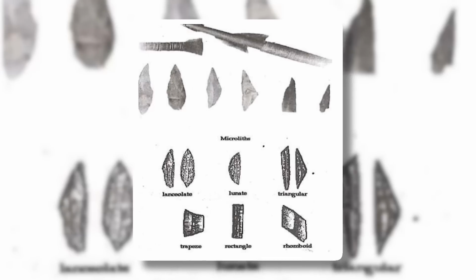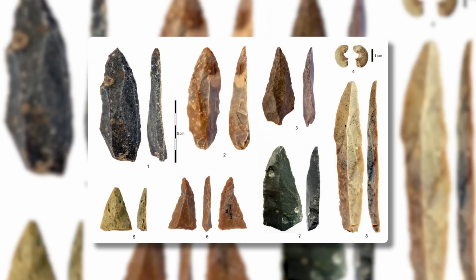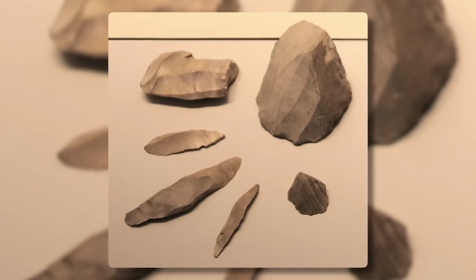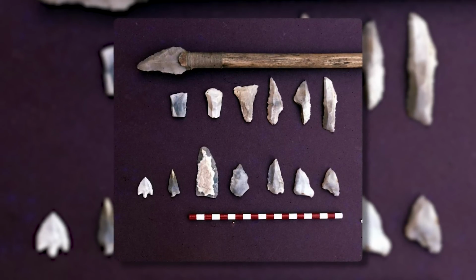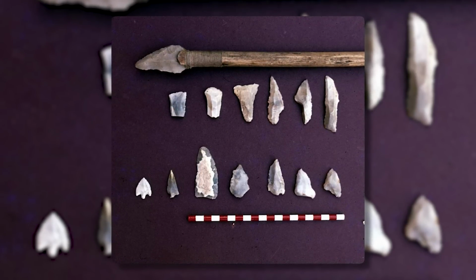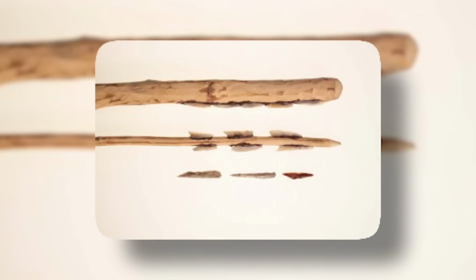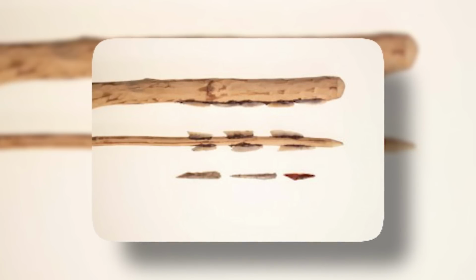When it comes to tech, they were upgrading. Say goodbye to those big clunky tools from the Paleolithic. In the Mesolithic, they were all about microliths. These finely crafted, small stone tools were used for everything from cutting to woodworking. They even figured out how to attach them to wooden shafts for making cool stuff like arrows and harpoons.